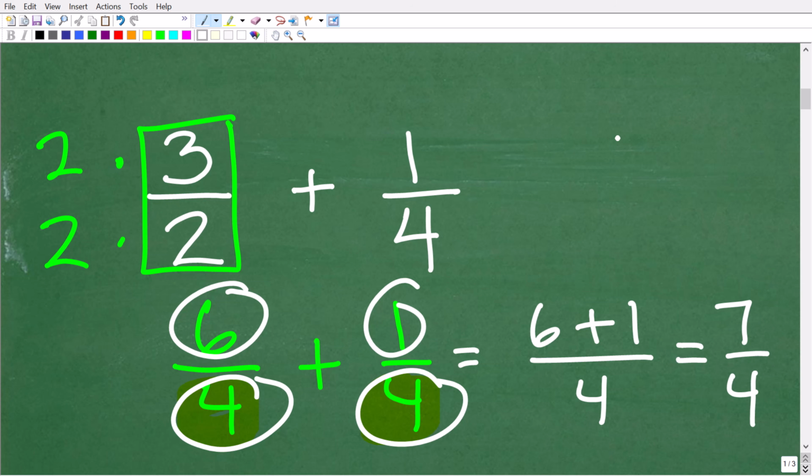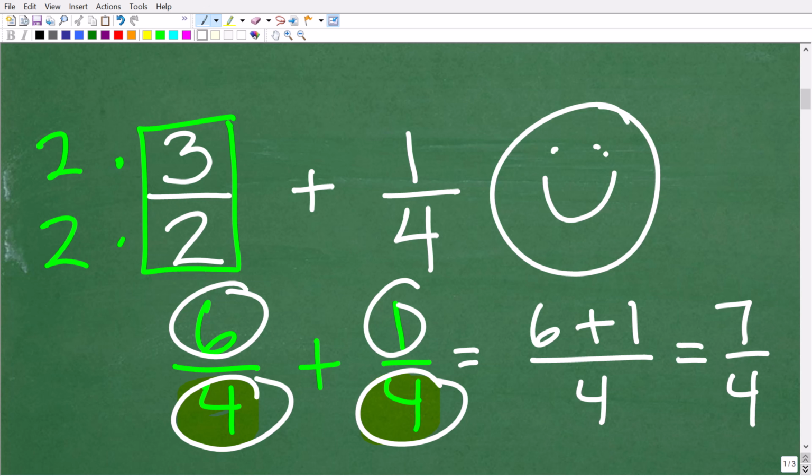All right, now if you understand this, that is fantastic. You definitely get a nice little happy face. But now I'm going to show you a fantastic shortcut. All right, so let's just keep in mind that the answer here is 7 over 4.